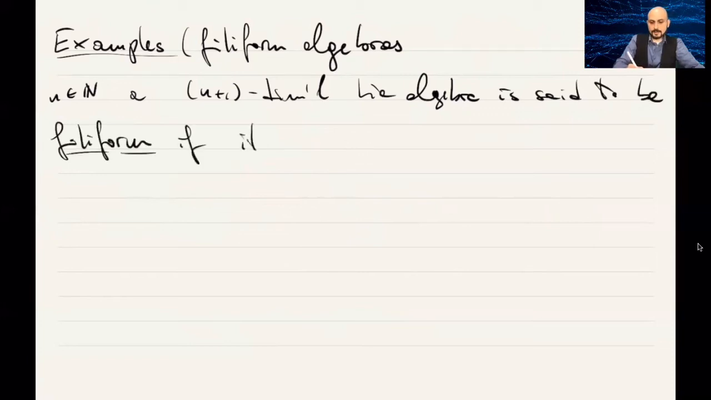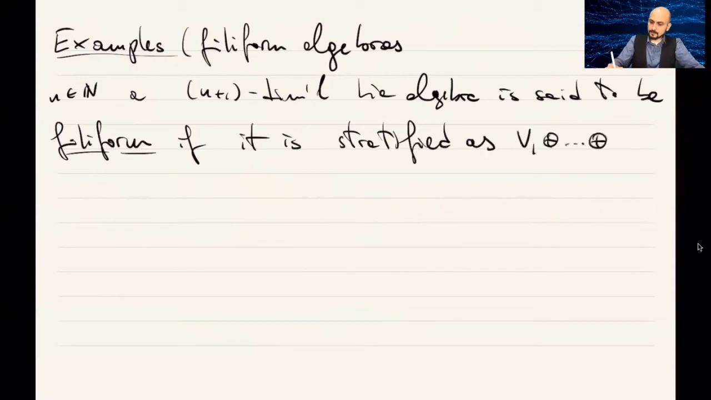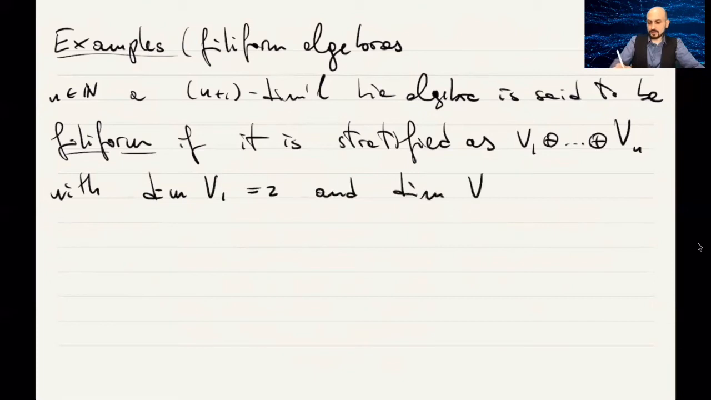if it is stratified as V1 to Vn, so with n layers, and the dimension of V1 is equal to 2, and the dimension of Vj is equal to 1 for all j from 2 to n.